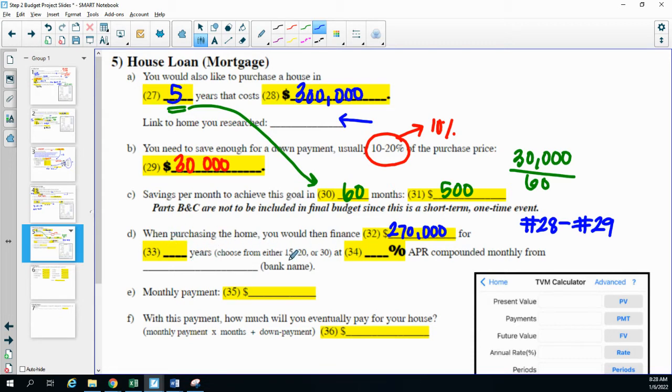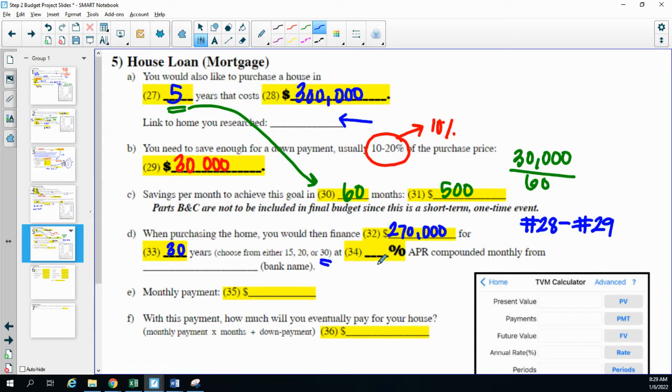And then home loans come in 15, 20, or 30-year options generally. Obviously, you'll pay less interest on a 15-year loan, but the payment will be significantly higher. I would say generally people buying their first home are going to finance it at 30 years. So that's what I'm going to put here. You can do what you want.